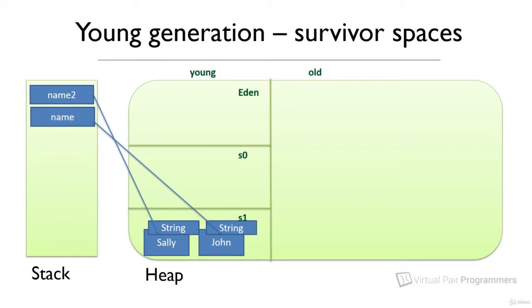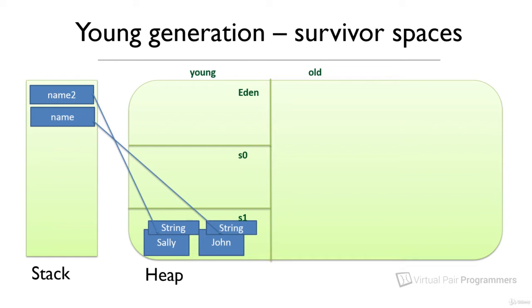So what's going on here is that S0 and S1 are two parts of the young generation that are used to swap the surviving objects. There's no meaning to the 0 and the 1. There's no priority here. They take alternating turns in holding the objects that are surviving. So what's the impact of this structure?